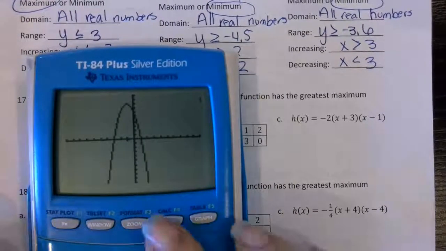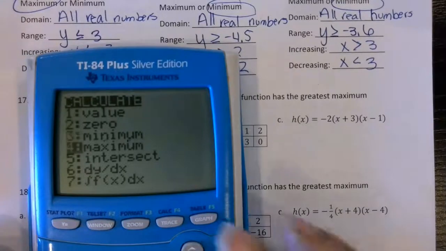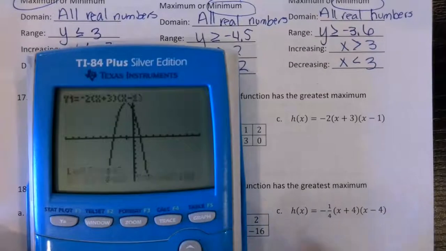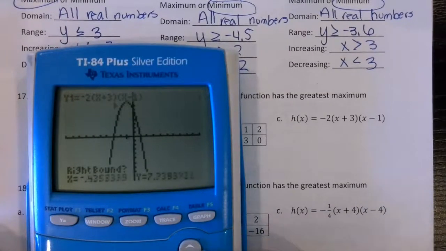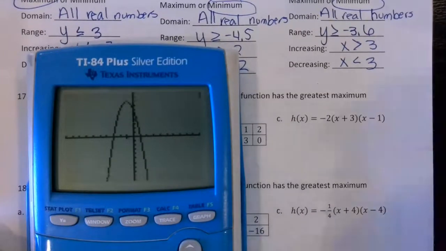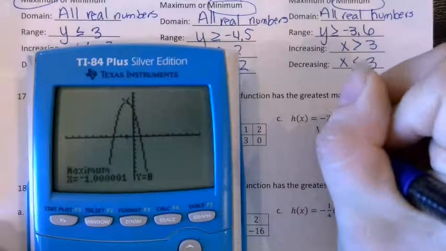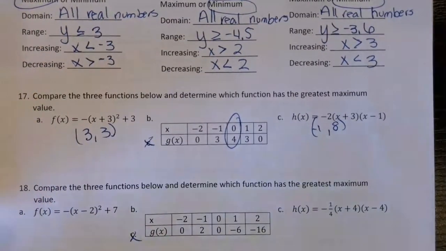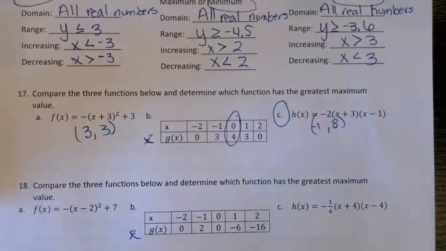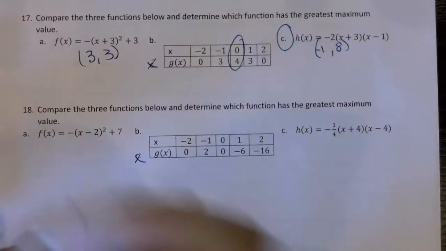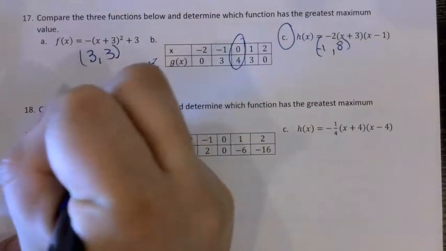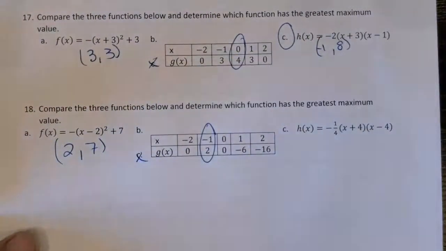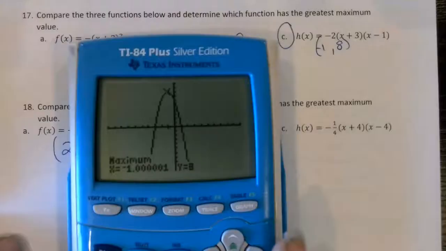Okay, then I'm going to do second calc, maximum. Move it to the left side, press enter, move it to the right side, press enter twice. My maximum here is at negative 1.8, so I'm looking for which one has the highest y value out of these 3 pairs. It is C. Same thing over here. This one, my maximum is going to be at 2.7. This one, my maximum is at negative 1.2. So I'm going to go graph C.